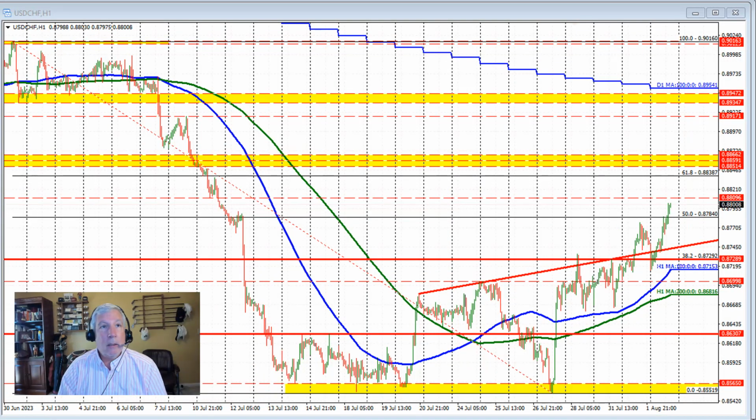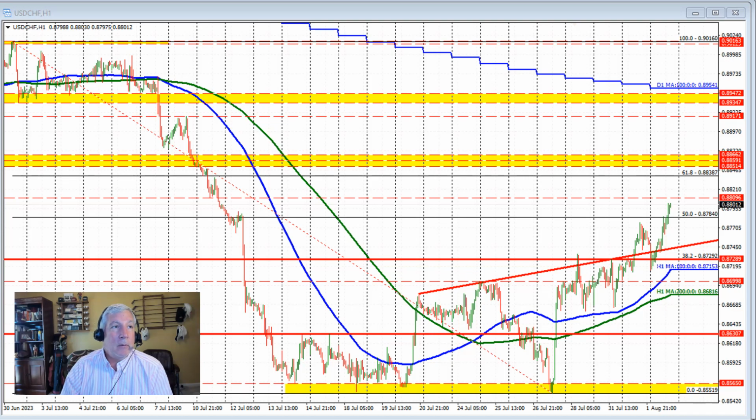I'm going to take a look at the dollar versus Swiss franc. Just a general observation: now we are seeing the dollar move higher against all the major currency pairs. The euro versus US dollar is making new lows. So is the pound versus US dollar, and the dollar versus Swiss is making a new high.